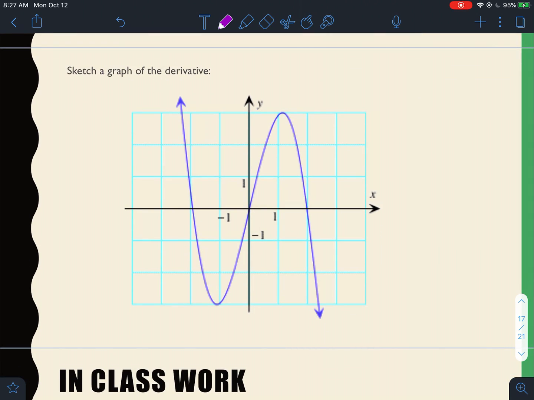All right, go ahead and pause the video and see if you can graph the derivative of this polynomial function. So remember, do the peaks and valleys first, and then where the function is decreasing, the derivative would be negative, and where the function is increasing, the derivative would be positive. So pause the video and try this one.